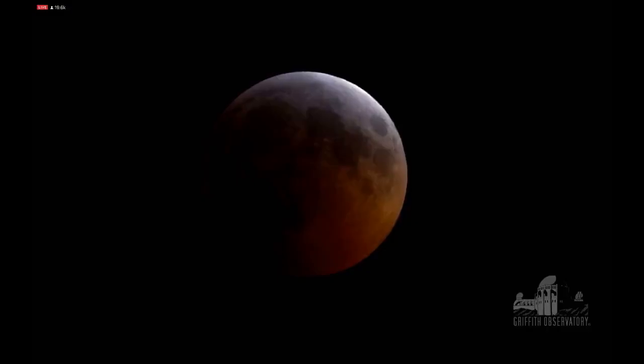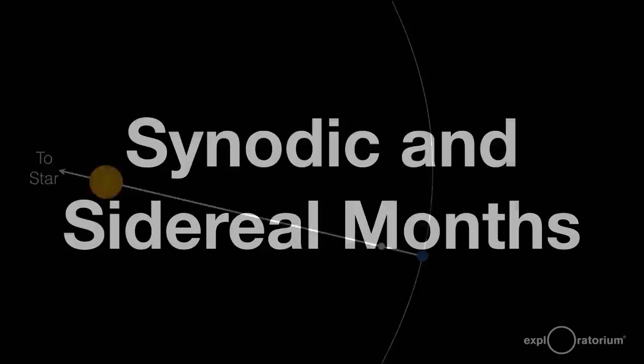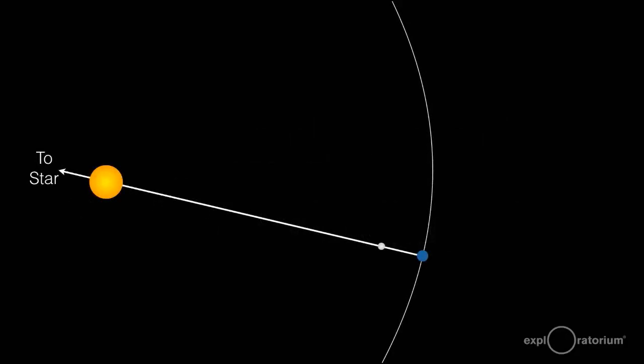Just one more thing I wanted to talk about here before we let you go, and there's two different kinds of months. There's something called a synodic month and something called a sidereal month, and they're just a little bit different. Our months are based on the lunar cycle.